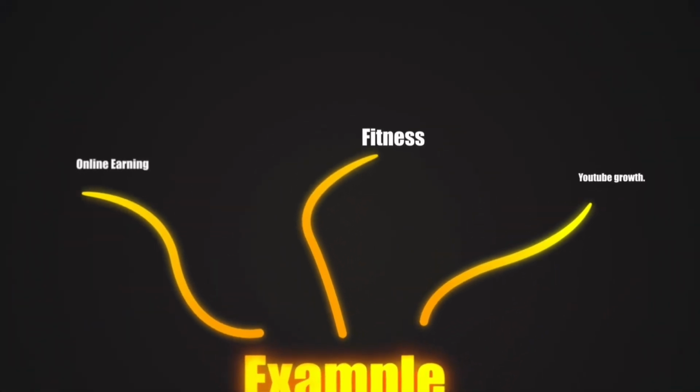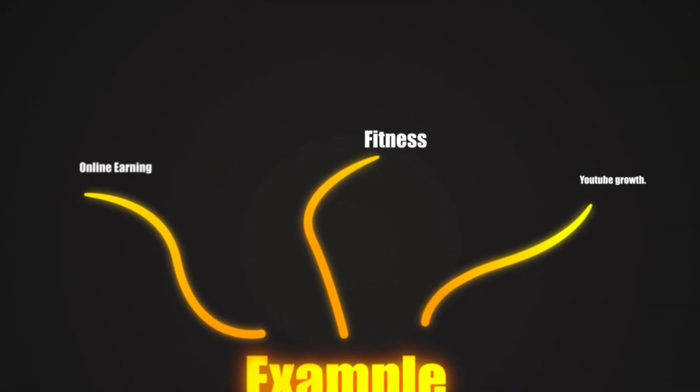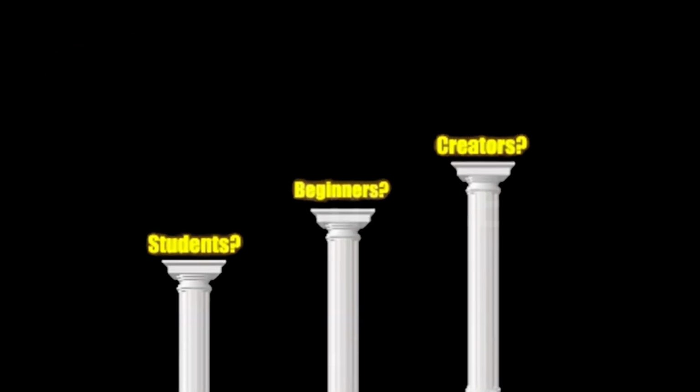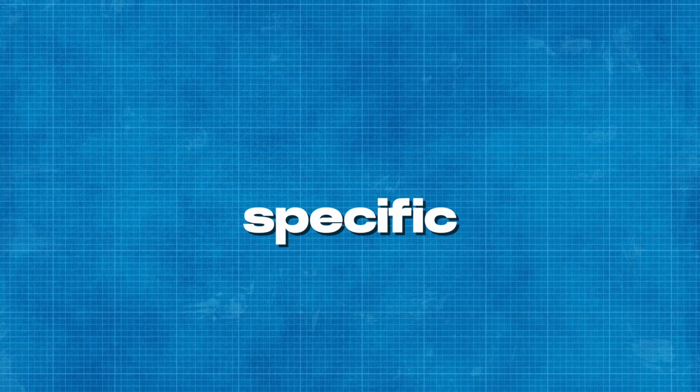Simple rule, pick one topic. Examples: YouTube growth, fitness, online earning. Now go one level deeper. Who are you making videos for? Students, beginners, creators. When you target one specific group, they start binge watching your content.